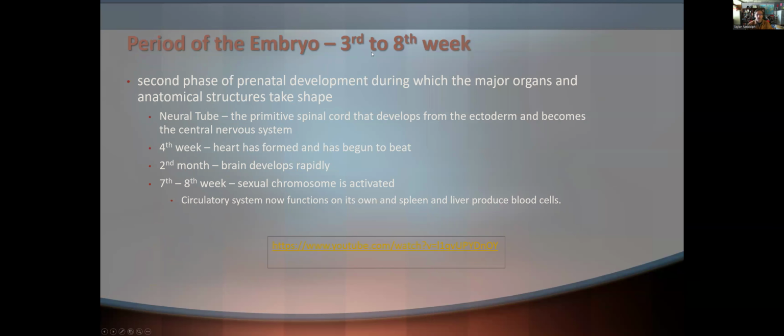So the period of the embryo, let's talk about that. This is from the 3rd week to the 8th week. This would be a test question, so please earmark this. This is the 2nd phase of prenatal development where you get your major organs and anatomical structures starting to take shape. One thing that develops early on here is the brain, and this starts to really control.